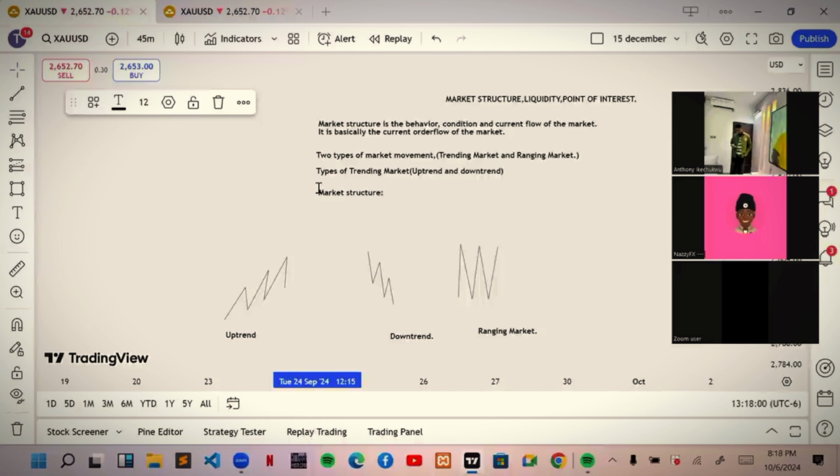A market structure shift is an indication that a current trend is about to end and a new one is about to begin in the opposite direction.